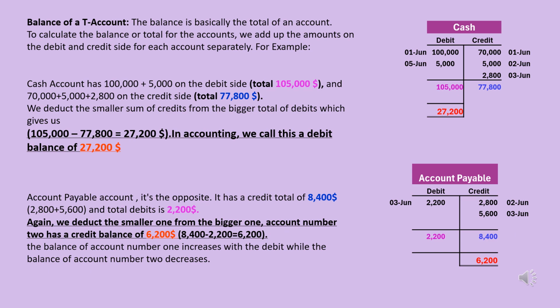On June 3rd, we paid back $2,200 of our debt. That is why it is recorded on the debit side. Remember, account payable is a liability. The liability's natural state is credit. Increase in credit side and decrease in debit side. The total of debits is $2,200. Again, we deduct the smaller one from the bigger one. Account payable has a credit balance, $8,400 minus $2,200 equals the total of $6,200. The balance of cash accounts increases with the debit, while the balance of account payable account decreases with the debit.